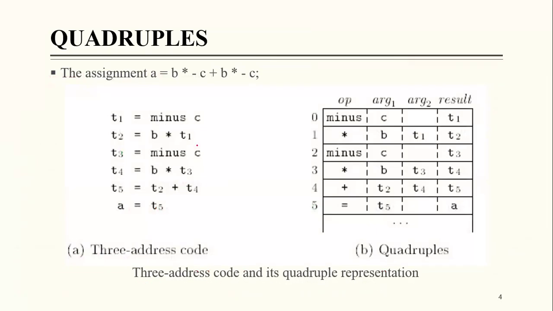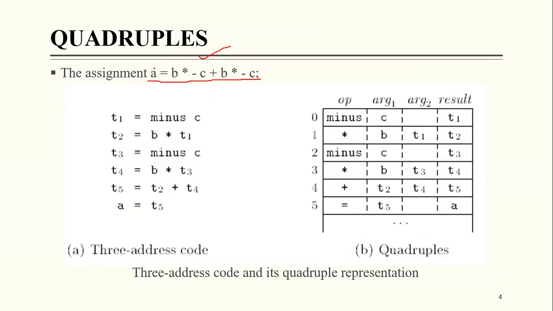So let's see one example. The expression a = b * -c + b * -c. For this expression, you have to generate the three address code, and implement this three address code in quadruple form. Let's see first how we generate the three address code for the given expression.